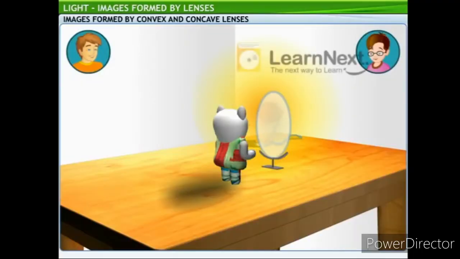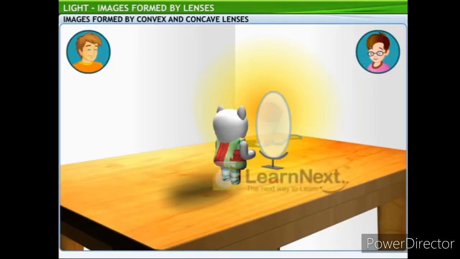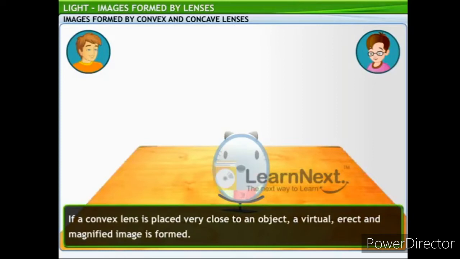I have placed the illuminated toy close to one side of the convex lens. I am focusing the lens on the white wall. Now, tell me what you see on the wall. I can't really make out. That is because when you place the lens close to an object, you get a virtual image of the object.